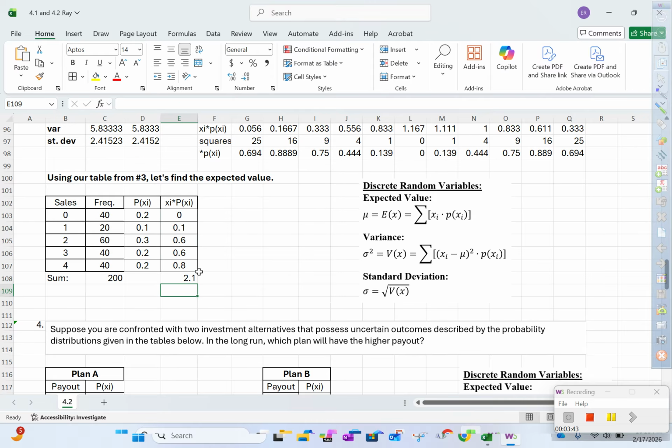So the typical expected value is 2.1 sales per day. Now again, that doesn't mean a computer salesman is actually going to hit 2.1 sales. These are discrete. The only possible number of sales are 0, 1, 2, 3, or 4. So they're either going to get 0, 1, 2, 3, or 4. They can't get 2.1. That's just a typical value. It's an average.